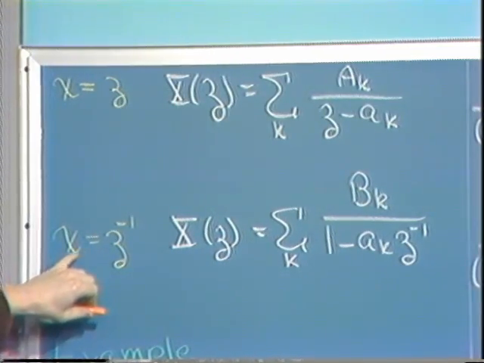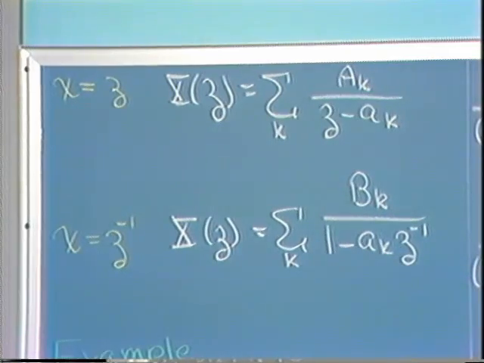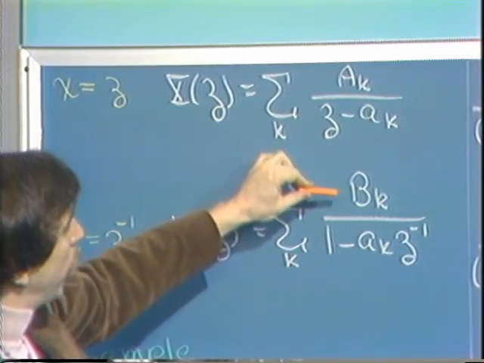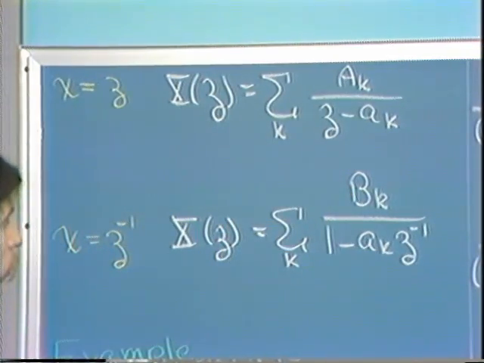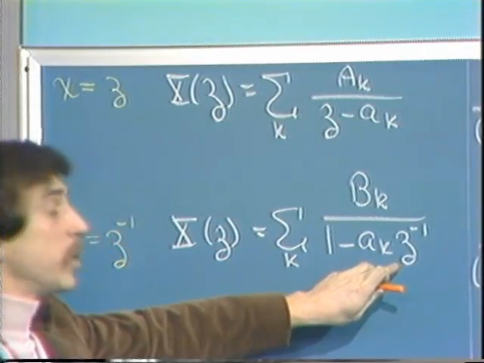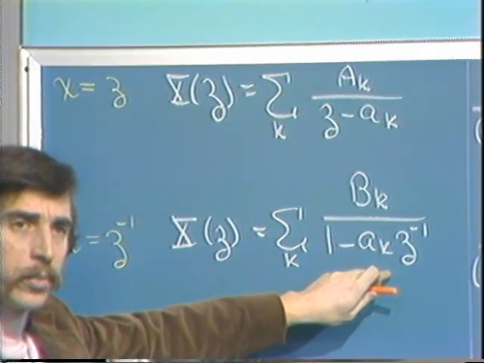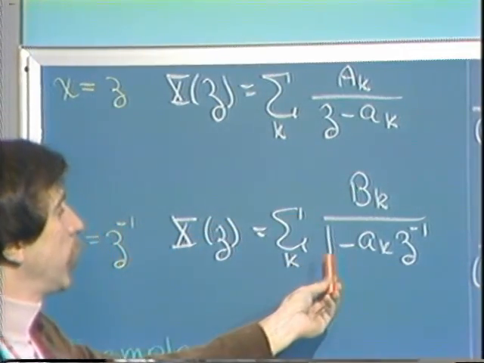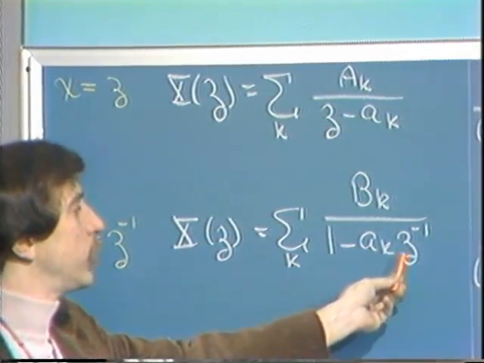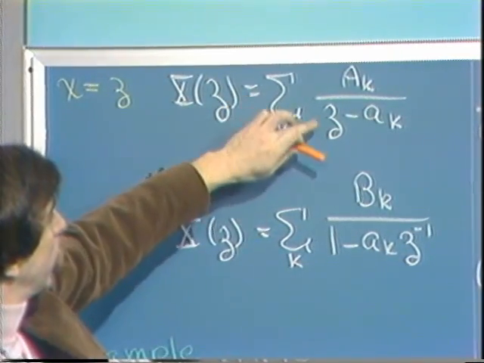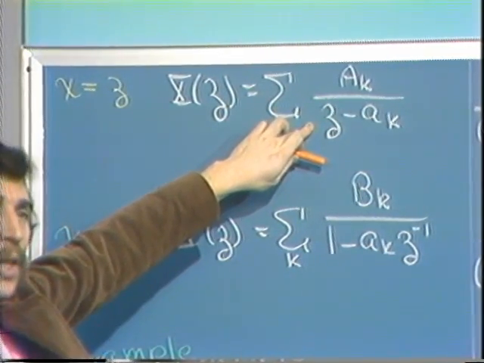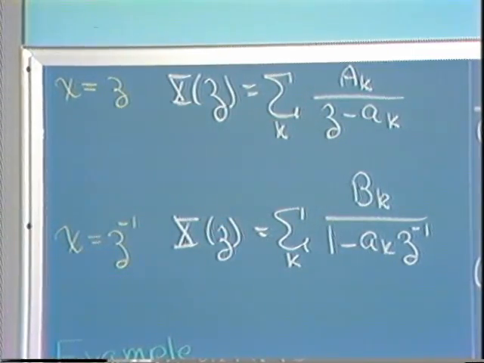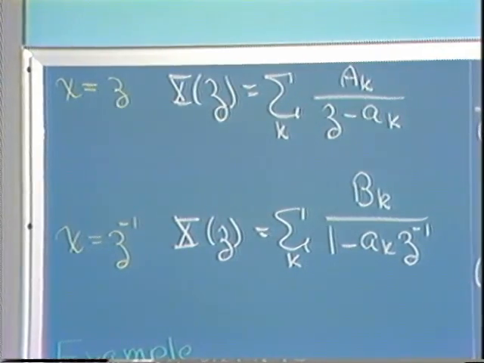Alternatively, if we interpret z to the minus 1 as x, then we can expand X of z in the form of some other residues, B sub k, divided by z to the minus 1 minus some coefficient little b sub k, or we can rewrite that as capital B sub k divided by 1 minus a sub k z to the minus 1. So here we're treating the z transform as a rational function in z. Here we're treating the z transform as a rational function in z to the minus 1.